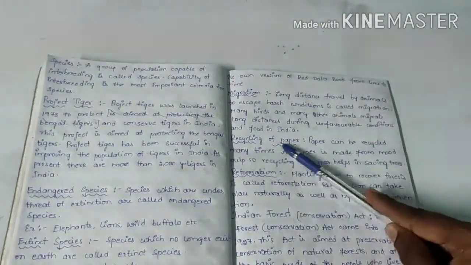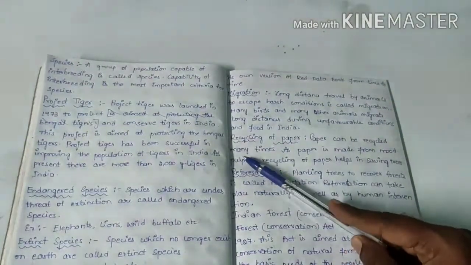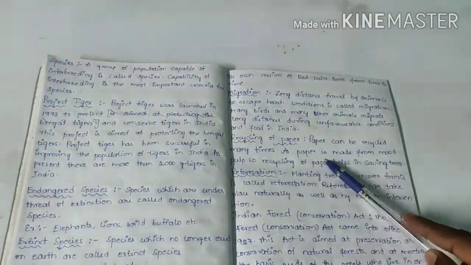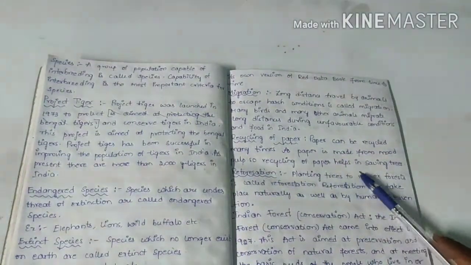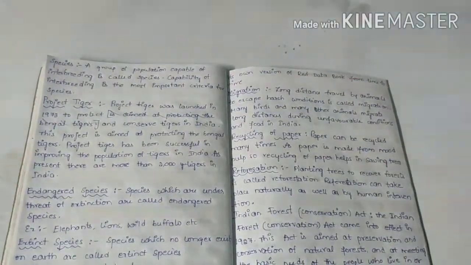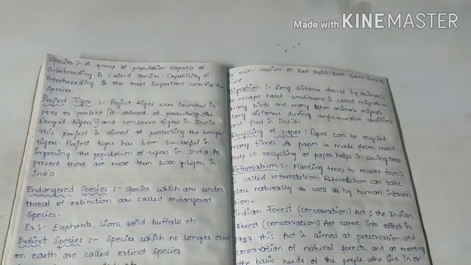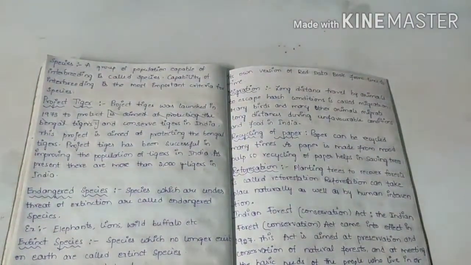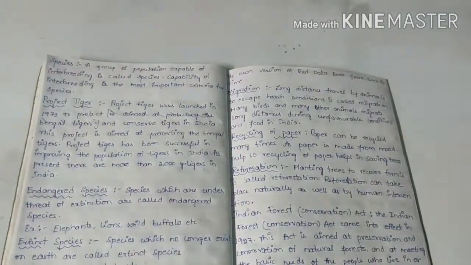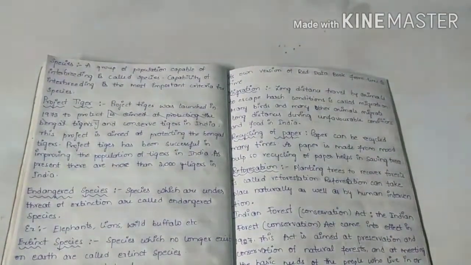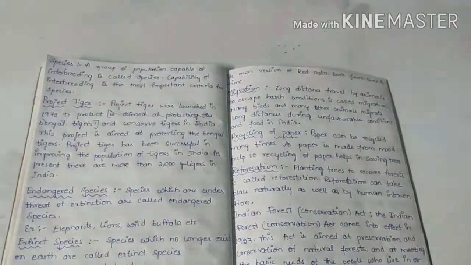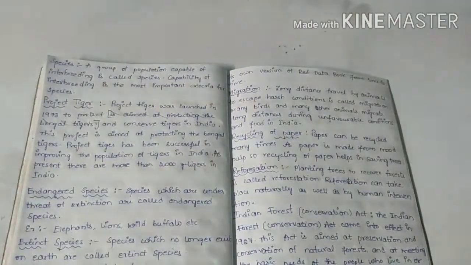Our next topic is recycling of paper. Paper can be recycled many times as paper is made from wood pulp. So recycling of paper helps in saving trees. We all know that paper is manufactured from wood pulp. So if I want to make paper, I have to cut trees. Now I have manufactured paper. If I recycle that paper, again I can use that paper. That means there is no need of cutting trees, no need of deforestation. Deforestation leads to different harmful effects. So if we are recycling paper, we are saving the trees.